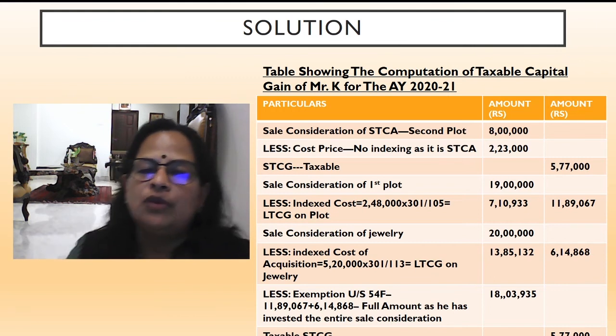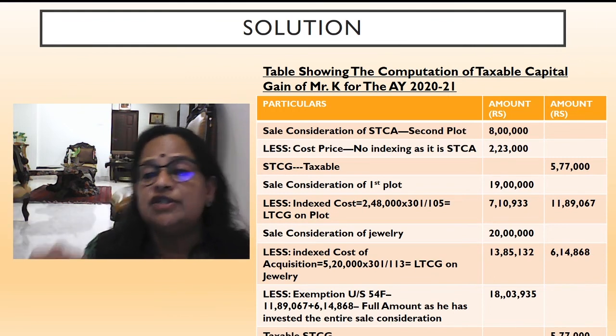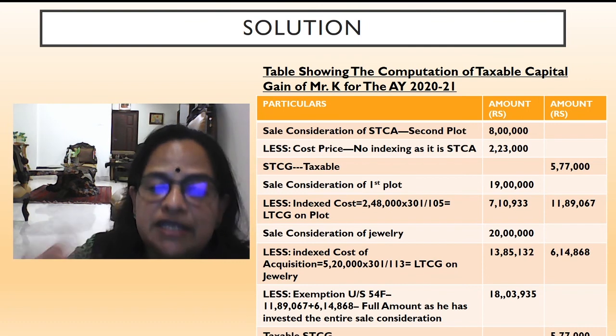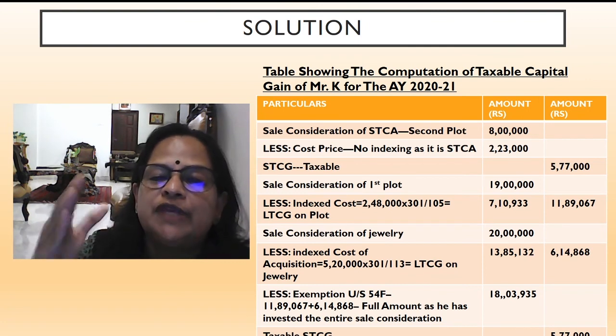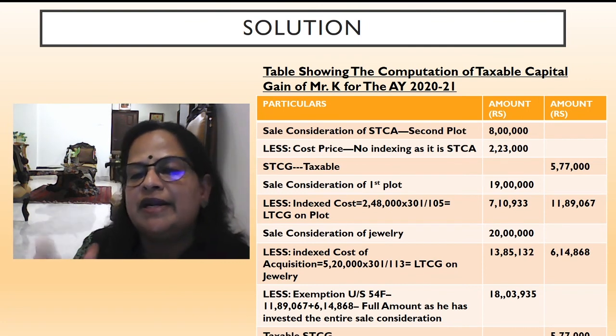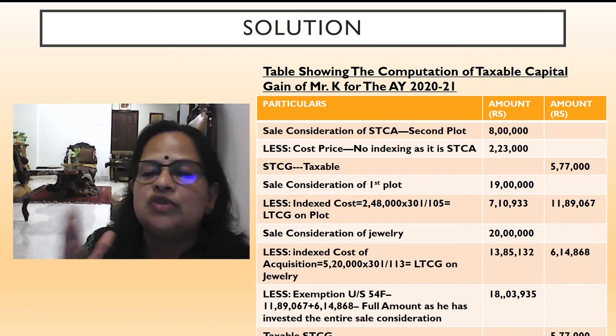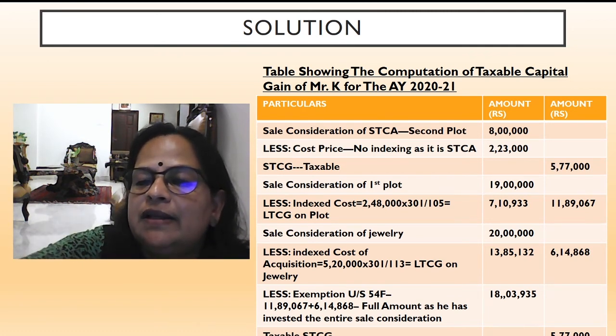LTCG on this first plot is 11,89,067. Now less indexed cost. Sale consideration of jewelry 20 lakhs less indexed cost 5,20,000 into 301 divided by 113. So LTCG on jewelry is 20 lakhs minus 13,85,132.